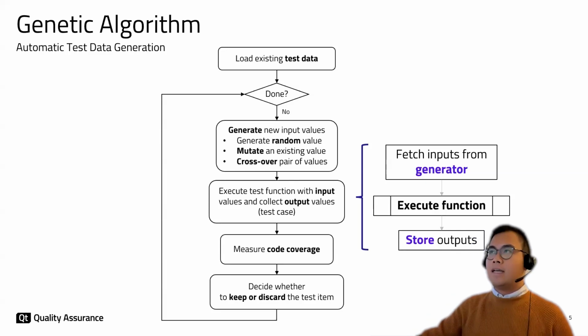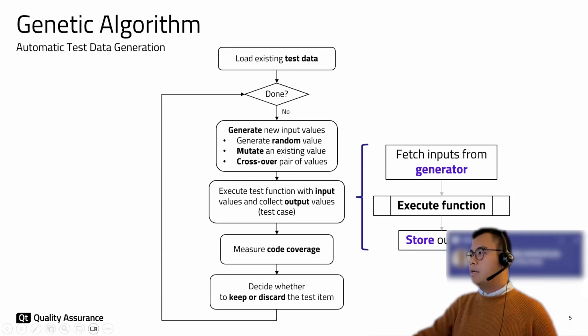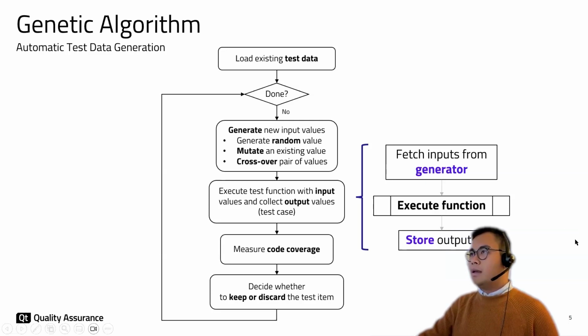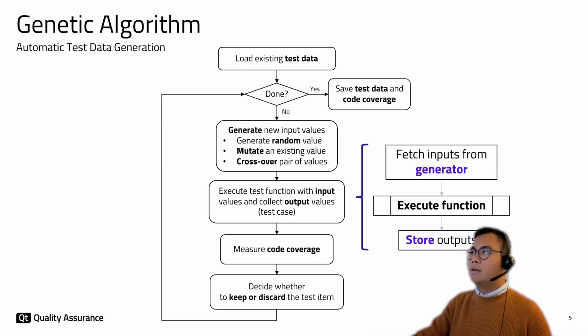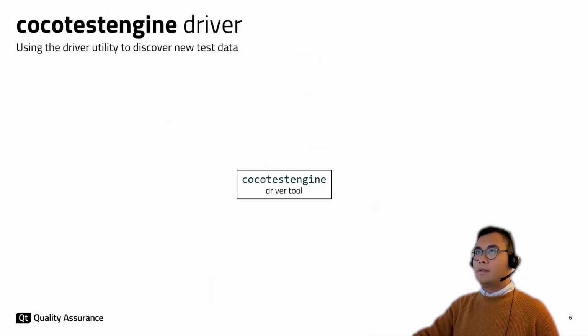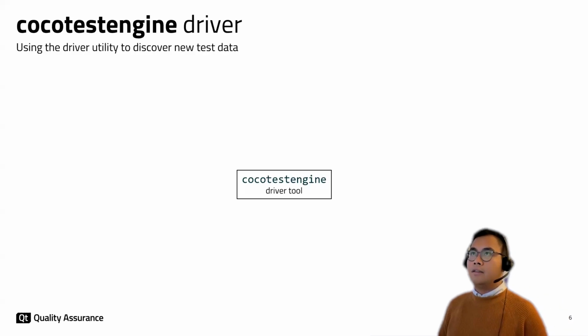And we repeat this process iteratively, maybe 1,000 or 10,000 times a second, and we try to maximize the throughput and get as many input values as possible. At the end of this process, we end up with the test data and the code coverage for the test data. So that was how it is done in theory.